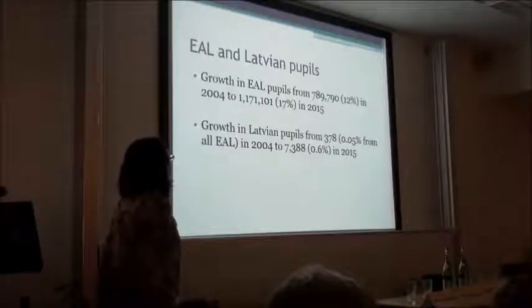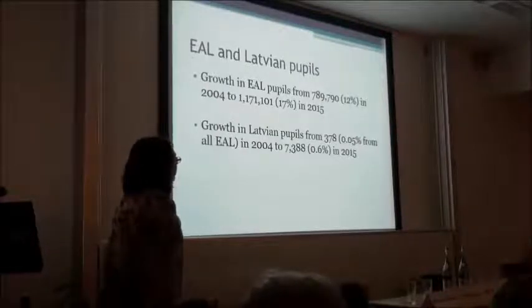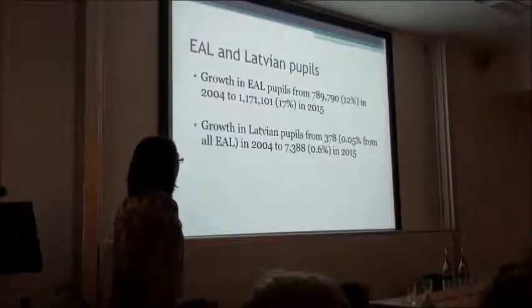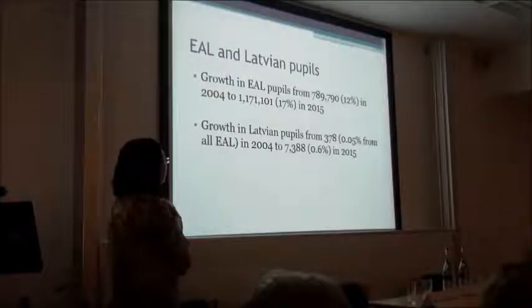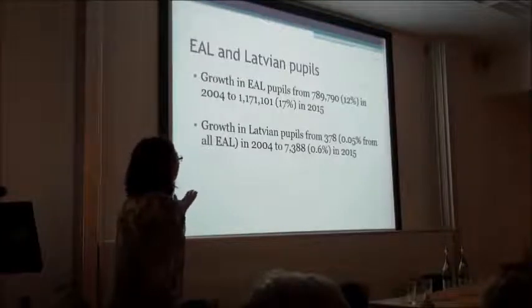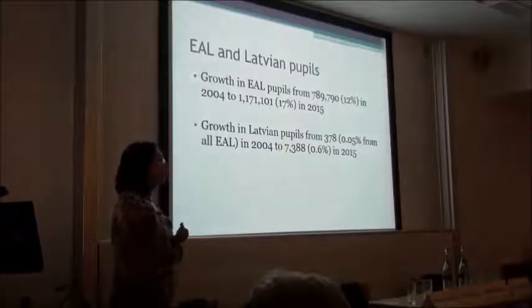So what I did, I looked specifically at Latvian as home language. In 2004, there were only 378 pupils with Latvian as home language in England, a very minor percent of all EL pupils. And then in 2015, its last academic year, it was 7,388. It is an impressive growth, a big number. So it's interesting to look at what's going on with those children.